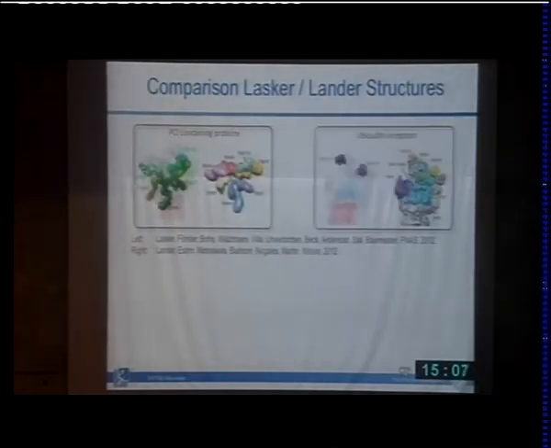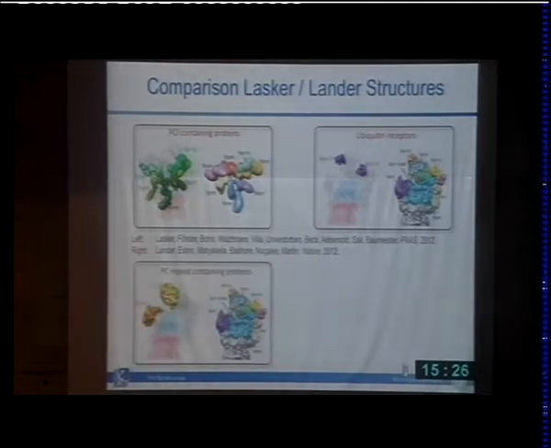Simultaneously but completely independently, the group of Eva Nogales and Andreas Martin came up with a structural model for the 26S regulatory particle. And as you see here, there's no need to go into detail. The two models were in perfect agreement, which was quite satisfactory.